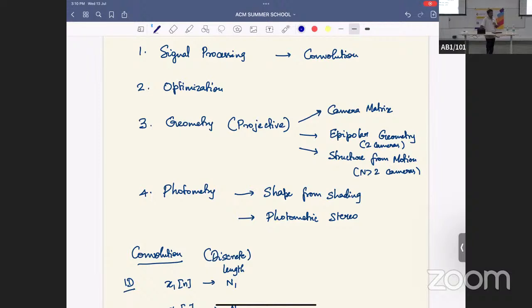So the traditional way is to estimate the blur at every pixel. What is the blur kernel? Then you need to do the deconvolution, so you need to undo the convolution. From the blurred image, you will get the clean image. So the classical people were trying to do that.